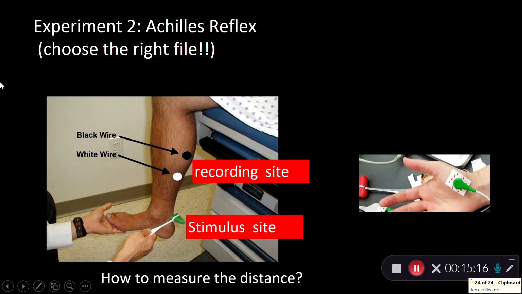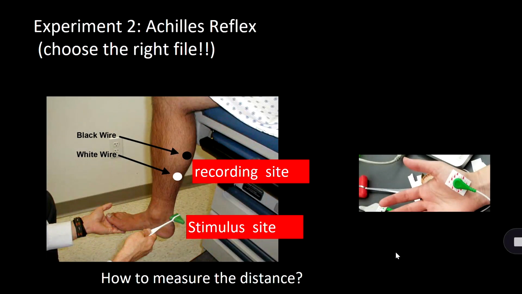Okay, so for experiment number two, we are going to measure the conduction velocity of the sciatic nerve when the subject is having Achilles reflex. So what is really happening here? We're going to stimulate the Achilles tendon here, and then the subject will receive the signal. The signal will be sent through the sciatic nerve, all the way to the S1 segment of their spinal cord. And then the spinal cord will send a signal back to their calf. So their calf will contract.